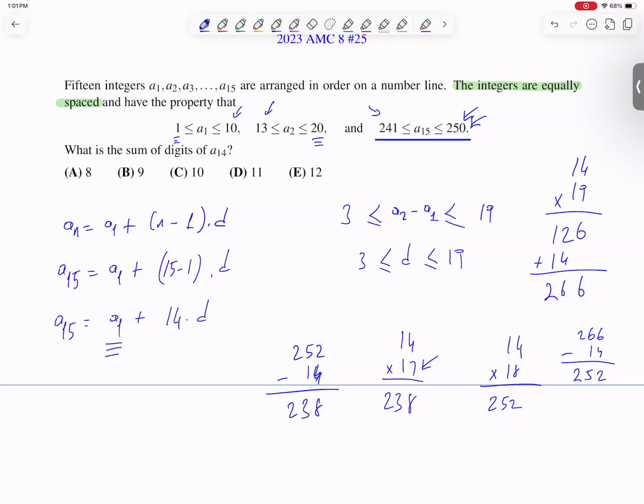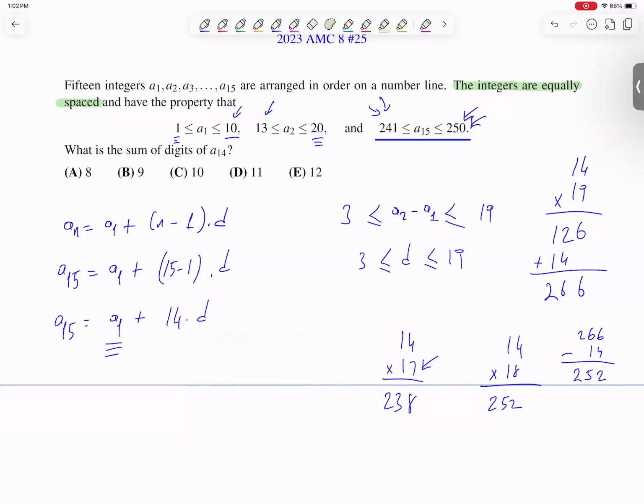Why can't it be 16? What is 14 times 16? It is 224. The constant difference times 14 is 224, and a1 is at most 10. If we add 10, we get 234, which is less than the lower bound here. Now, for sure, we know that the constant difference is 17.